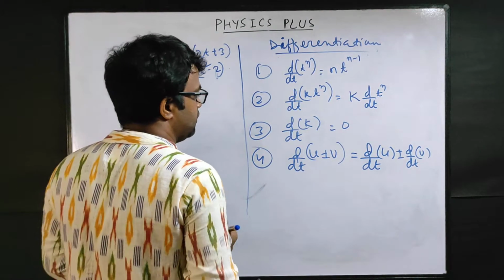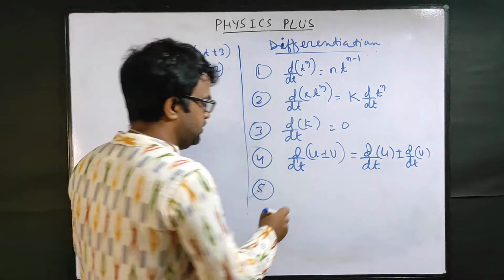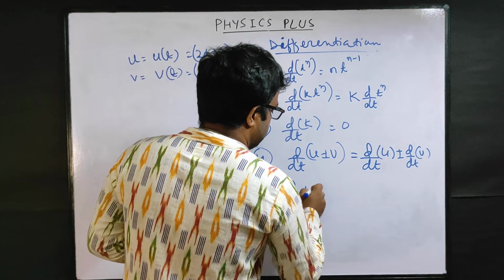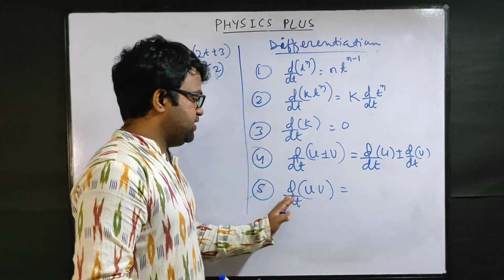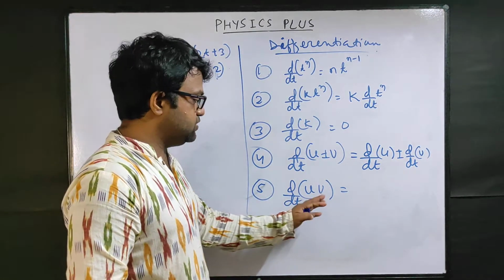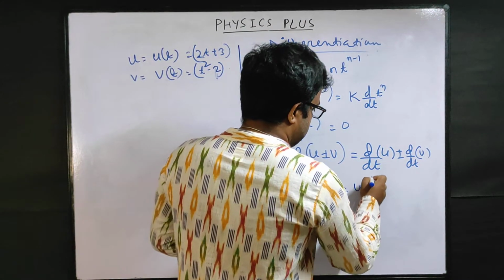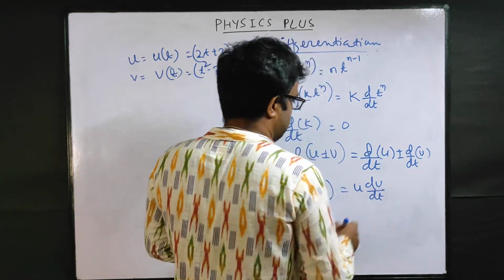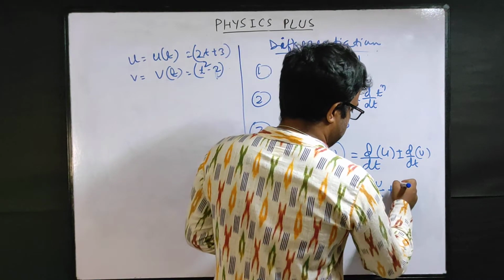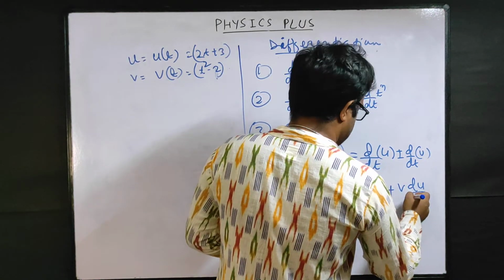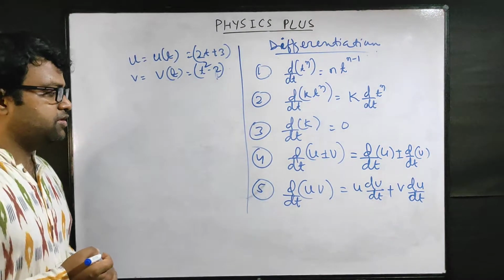Now fifth one, the multiplication one. If the derivative of u into v, multiplication is there, then what will you do? Derivative of first into second plus derivative of second into first. Like you will write like this: u derivative of v plus v derivative of u, like this. Okay, so this is a multiplication.